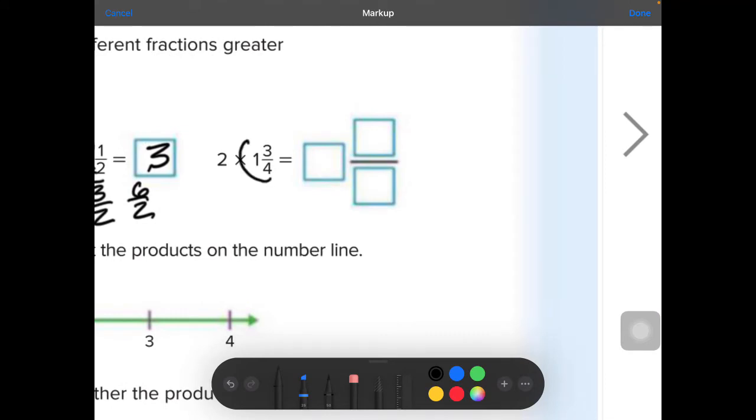Okay, number 2. 4 times 1 is 4, plus 3 is 7 fourths. Now I can simplify so that I have 1 times 7 is 7. 7 times 2 is 14. That's not right.